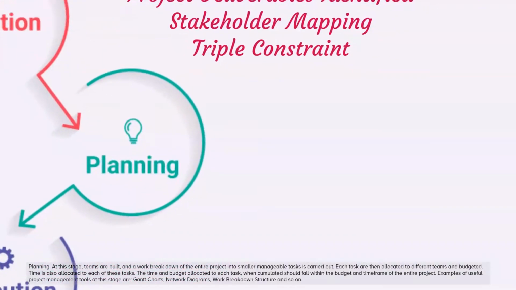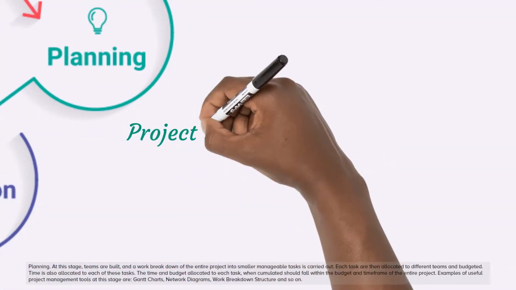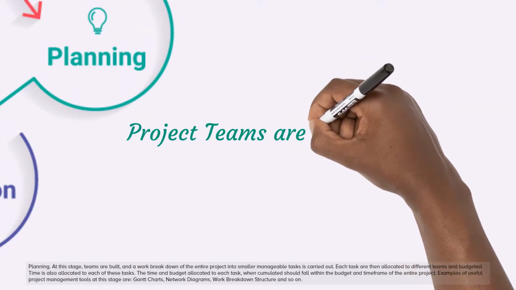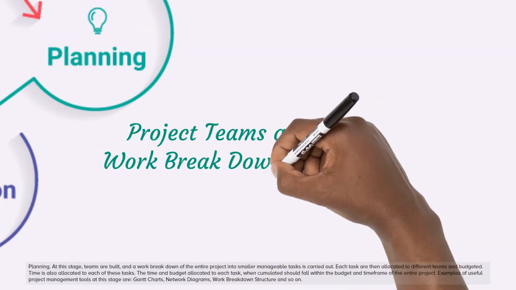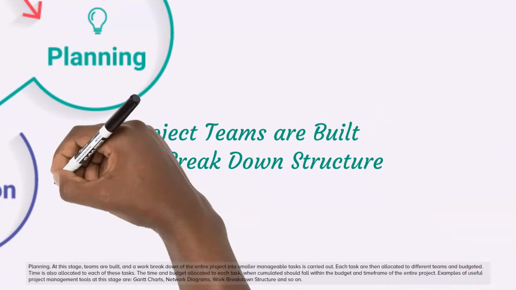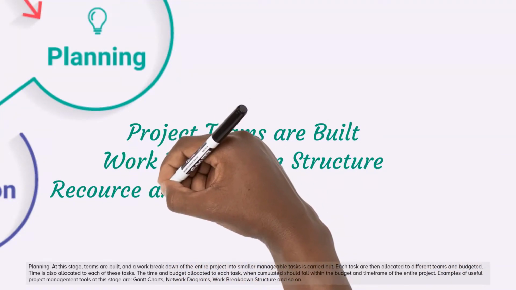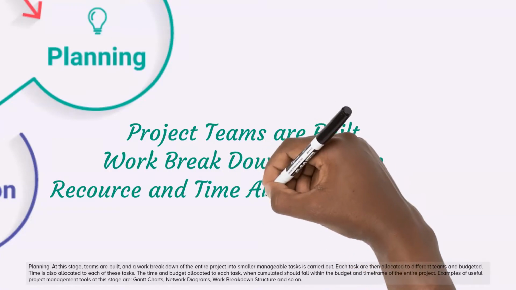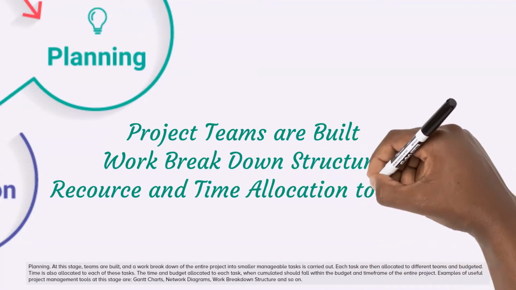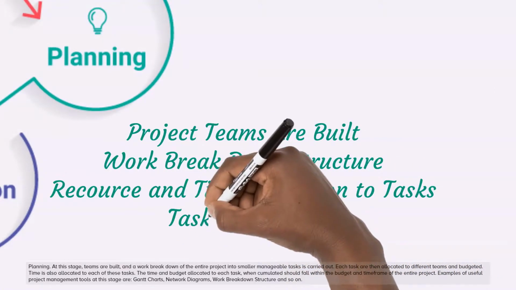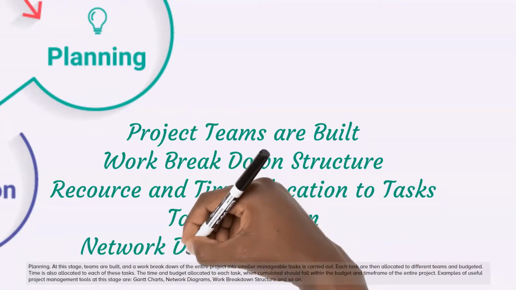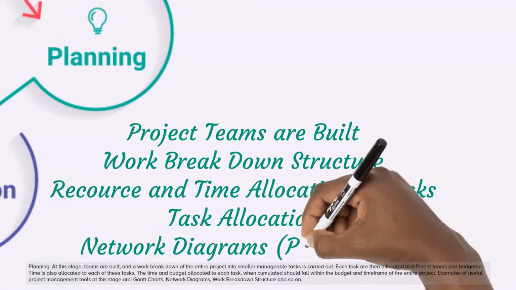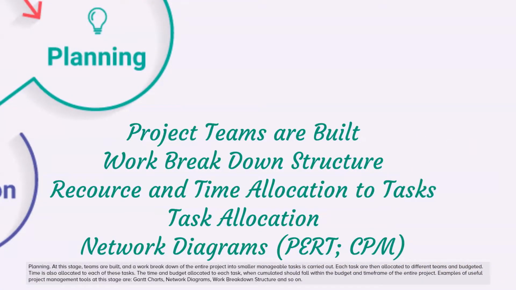Planning. At this stage, teams are built, and a work breakdown of the entire project into smaller manageable tasks is carried out. Each task is then allocated to different teams and budgeted. Time is also allocated to each of these tasks. The time and budget allocated to each task, when cumulated, should fall within the budget and timeframe of the entire project. Examples of useful project management tools at this stage are Gantt charts, network diagrams, work breakdown structure, and so on.